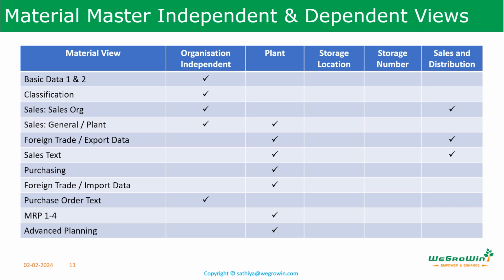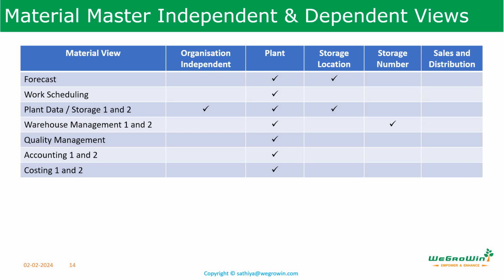Some views are organization independent, which means the data maintained in these views will affect all company codes and plants in that client. There are also dependent views. They may be plant dependent, storage location dependent, or sales organization dependent. In some views, both independent and dependent parameters may be maintained. The appearance of a check mark in the column denotes the data that we need to maintain for a given function.